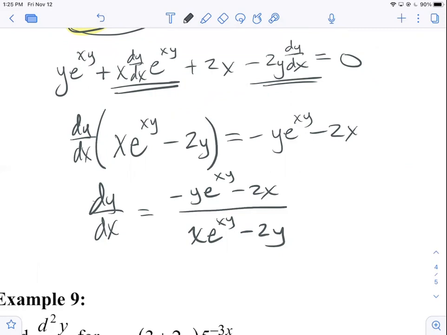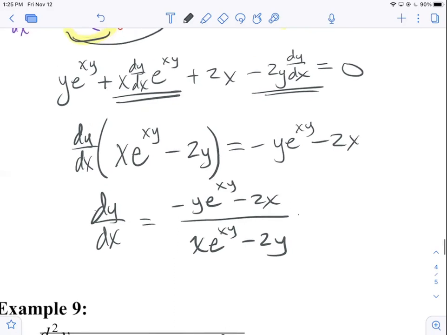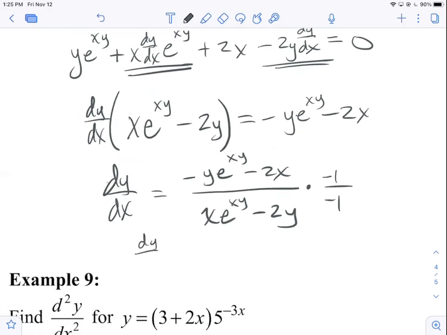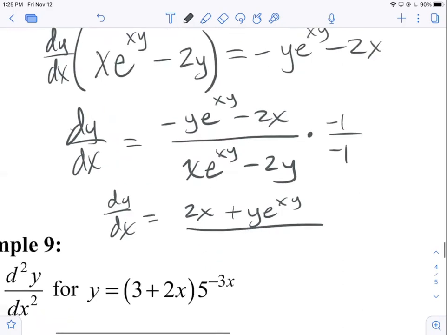Remember what we did? Multiply by -1 over -1, right? What happens if you multiply by -1 over -1? It doesn't change the value, does it? All it does is change the signs of everything. If you distribute that -1 all the way through, it's going to be positive 2x and now positive y e to the xy. Why did I commute those terms in the numerator? Well, I'll show you. When you distribute the negative in the bottom, you're going to end up with a positive 2y and now a negative x e to the xy.